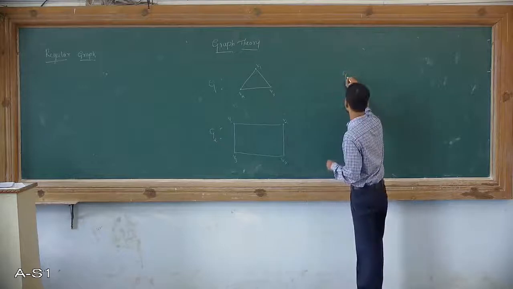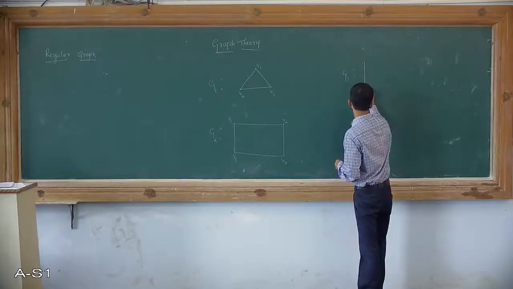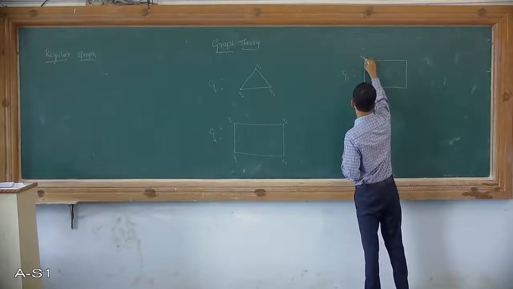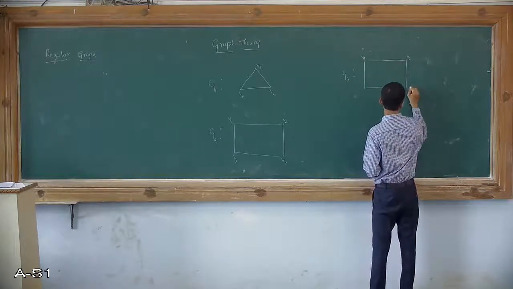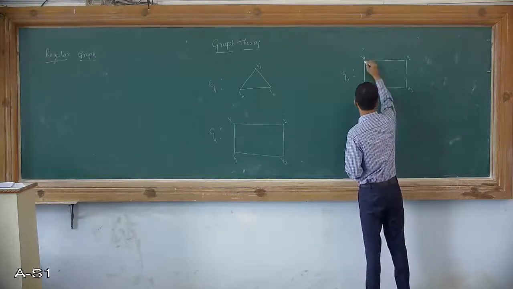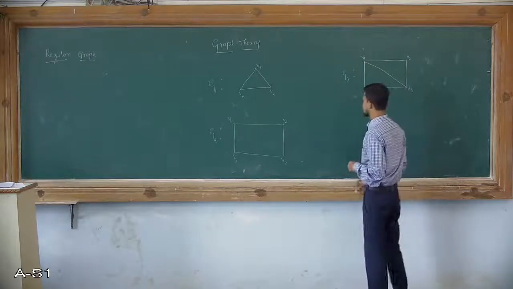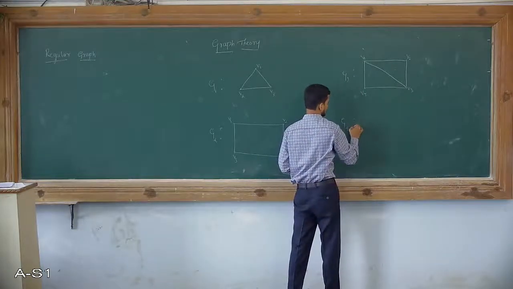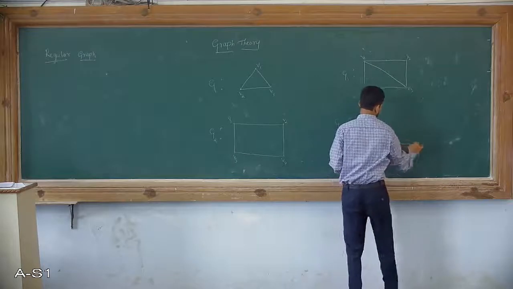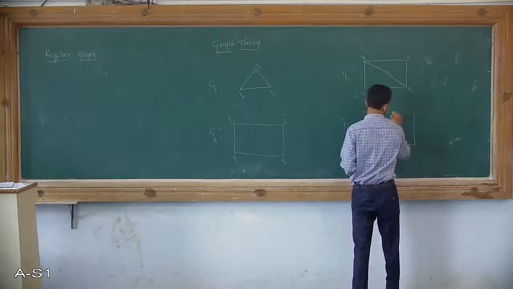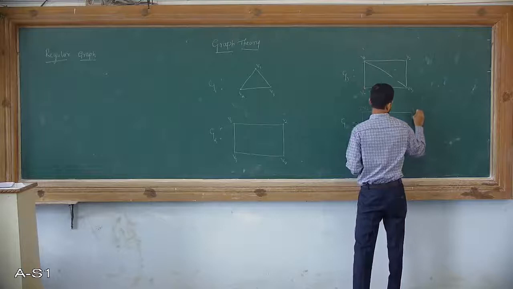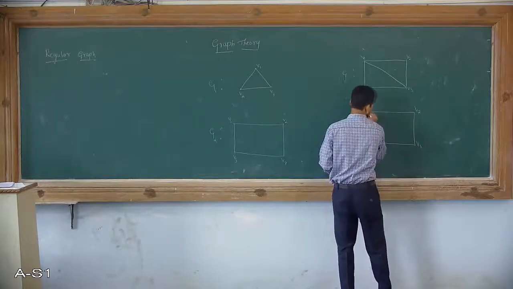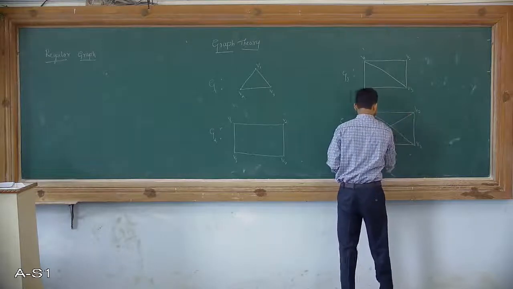I will take one more graph that is called G3. Again it has the same set of vertices, that is V1, V2, V3, V4, but V1, V3 are connected here. And one more graph, G4. Again I will take the same set of vertices, that is V1, V2, V3, V4, but adjacency is different here.